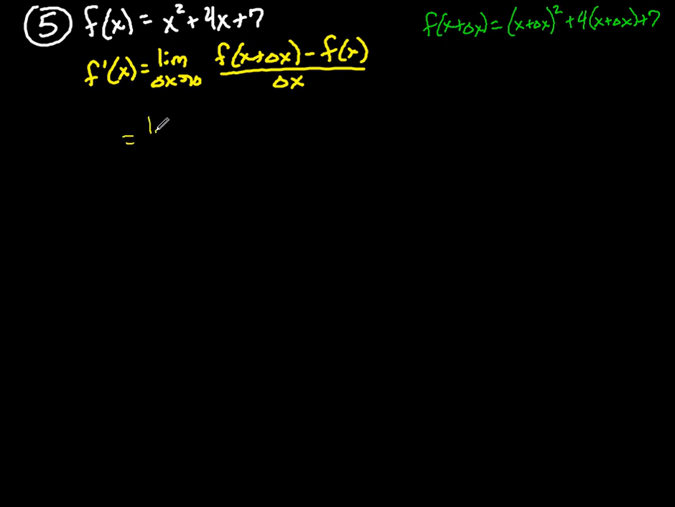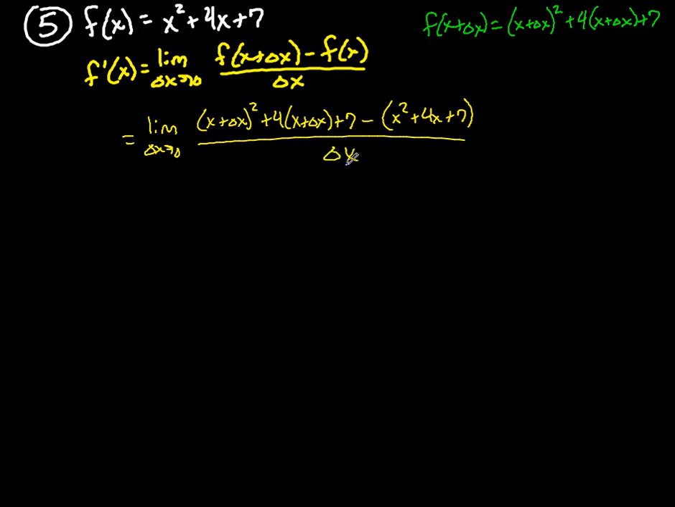What I'm going to do now is just plug in everything I know. So, f of x plus delta x, I just did that up here. X plus delta x, that whole thing squared, plus 4 times x plus delta x, plus 7. Now I need to subtract the entire function: x squared plus 4x plus 7. All that is over delta x.